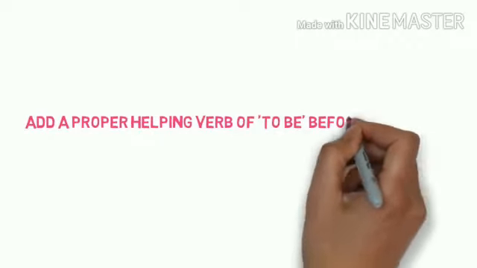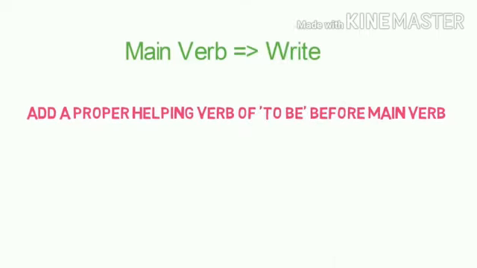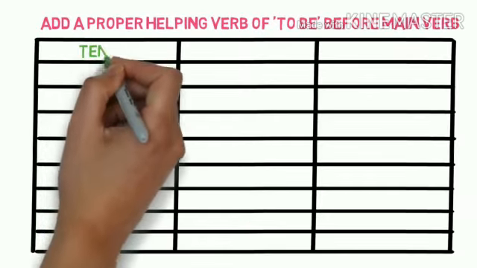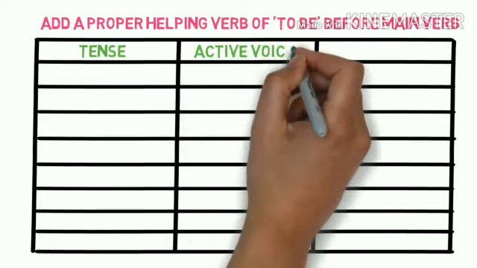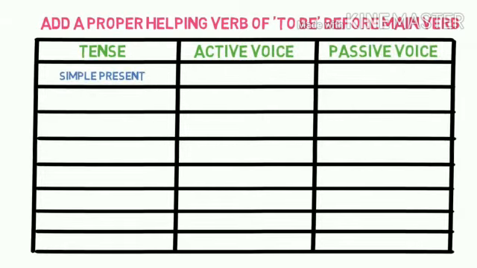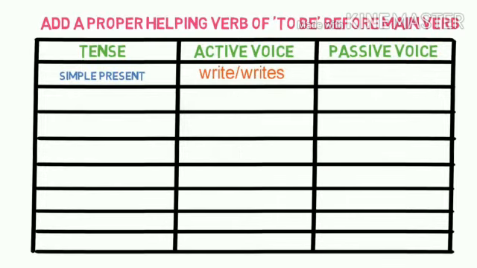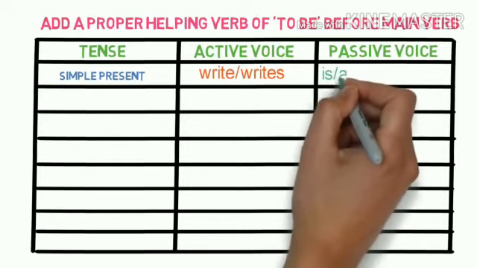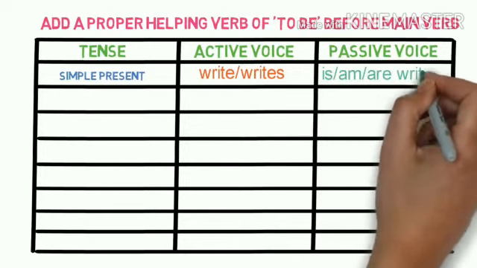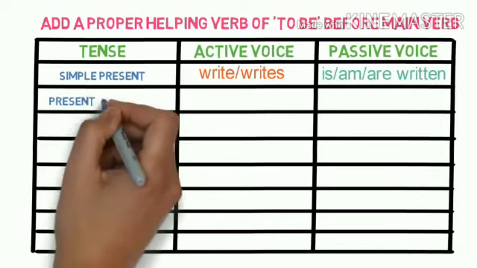Secondly, we need to add a proper helping verb of to be before the main verb. This helping verb is decided based on the tense, with an example of the main verb. Let's look into the different helping verbs as per the tense one by one, which we need to learn. First, simple present tense. In active voice, if we use simple present tense, write or writes, in the passive voice we have to use a helping verb like is, am or are, with the V3 form of the verb, written.